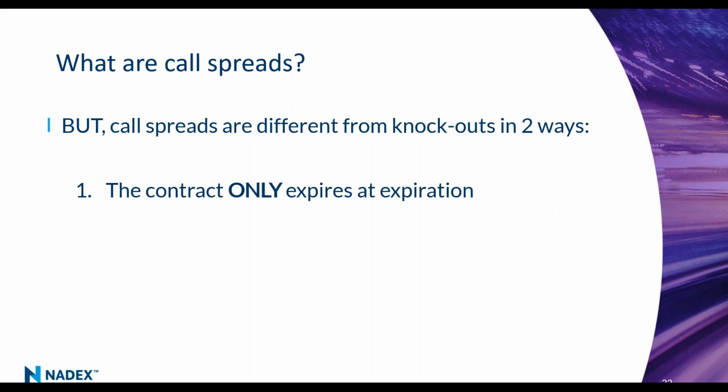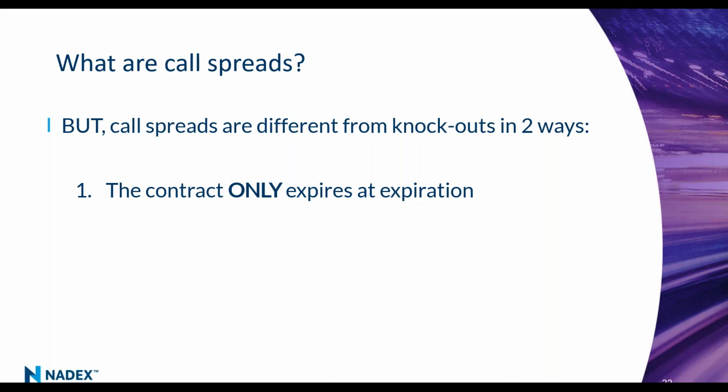Number one, a call spread only expires at expiration. It only has a time triggered settlement. There is no price triggered settlement. So even though I've got a range on a call spread, it does not knock me out if it touches the floor or the ceiling. Let me repeat that. It does not knock you out. That is the difference. A knockout is a knockout. If it touches the floor or ceiling, you are knocked out. A call spread can trade through the floor or ceiling and continue to move, because a call spread has that optionality.